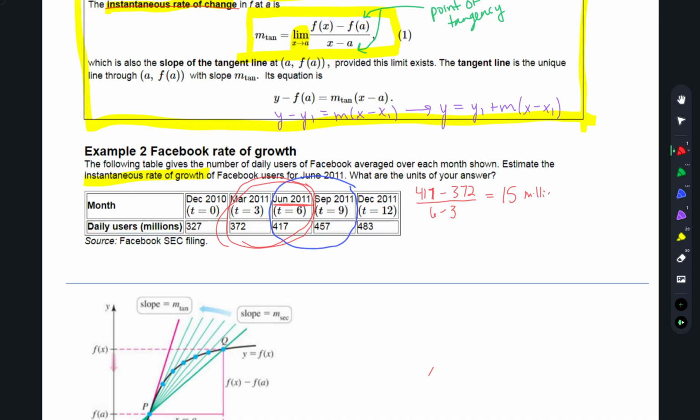Okay, so what is that? Millions per, and then what was the time? Month. Do you see where I'm just getting the unit? It's super easy when it's a table. You literally just write, what's the y? Millions, so you put millions on top. Then what's the time? Month. So with a table, you can always cheat with the unit. So you get that, and now you're going to do the blue one.